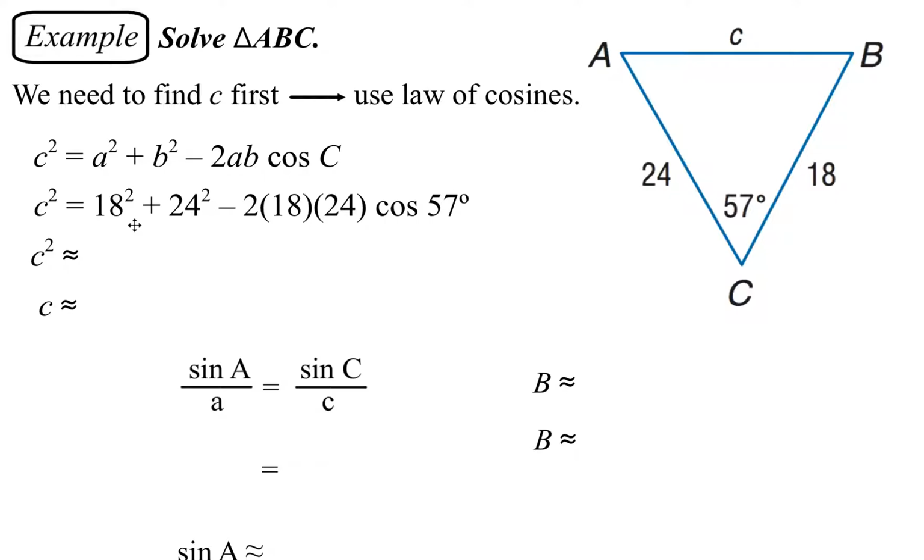So we're going to do 18 squared plus 24 squared minus 2 times 18 times 24, cosine of angle C, which is 57. Plug that all into your calculator, and C squared is this number. Taking this square root, you get about 20.7. Okay, so we have found side C. The last two things we need to find are A and B.